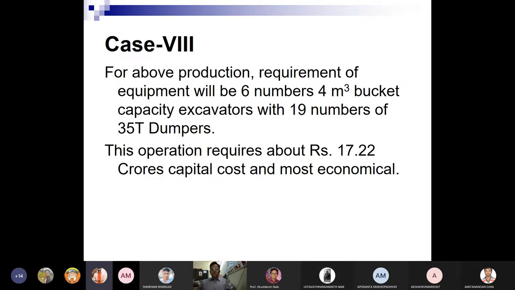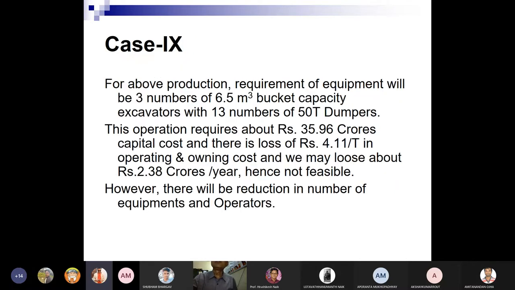The eighth case study: for the above production, the requirement of equipment will be 6 excavators of 4 cubic meter bucket capacity with 19 numbers of 35 ton dumpers. This option requires about rupees 17.22 crores capital cost and is the most economical for selecting these equipments.